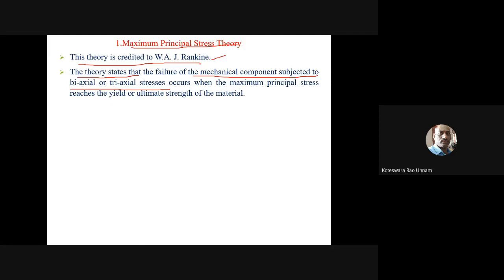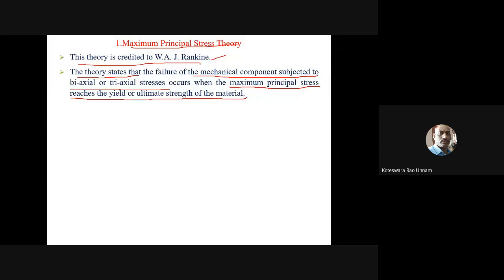Only in case of biaxial or triaxial stress do you require failure theories, so that you can relate the properties in the uniaxial state of stress, that is, in the simple tension test, to the actual condition. That's why we are using only biaxial or triaxial states of stress here. According to this theory, the failure of mechanical components subjected to either biaxial or triaxial stresses occurs when the maximum principal stress reaches the yield or ultimate strength of the material.